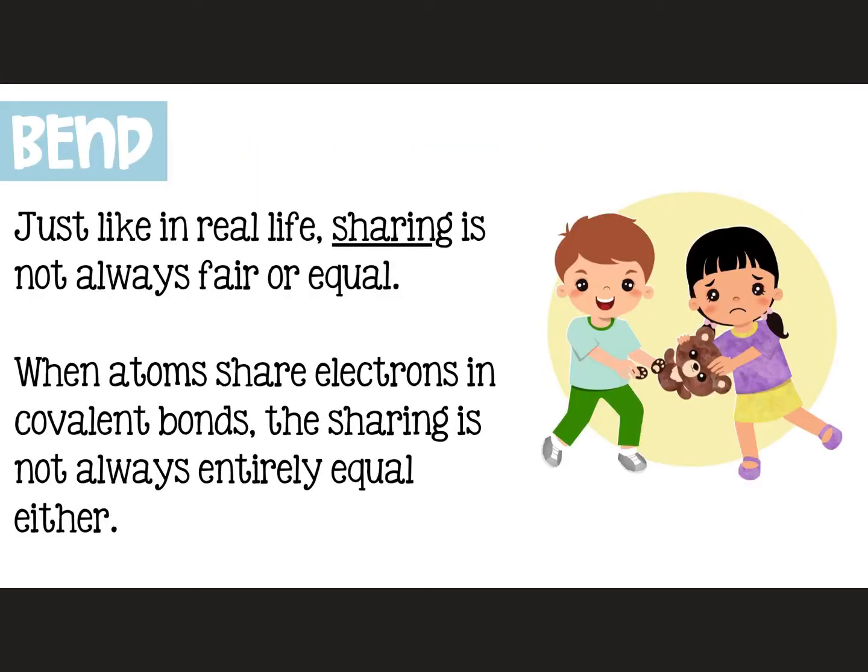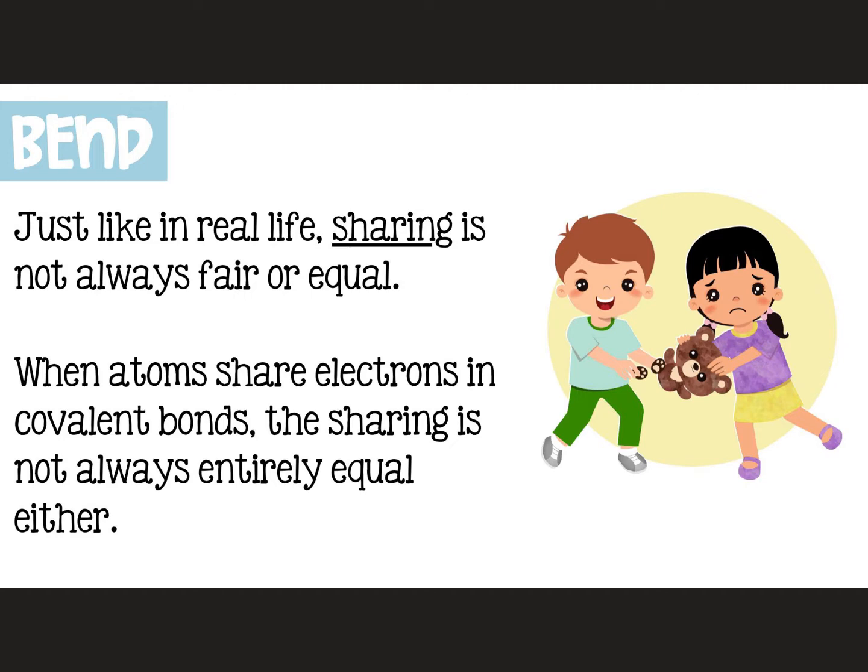So, just like in real life, sharing is not always fair or equal. When atoms share electrons in covalent bonds, the sharing is not always entirely equal either. One atom may get more of the electron than the other. It's kind of like two kids playing tug of war with a stuffed animal because they both want it. In the end, the stuffed animal, or the electron's charge, will be split up between the two.